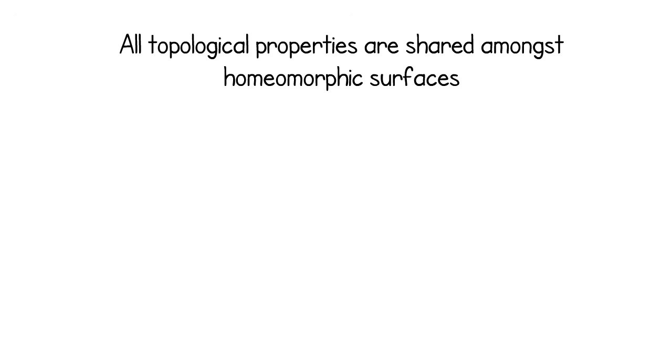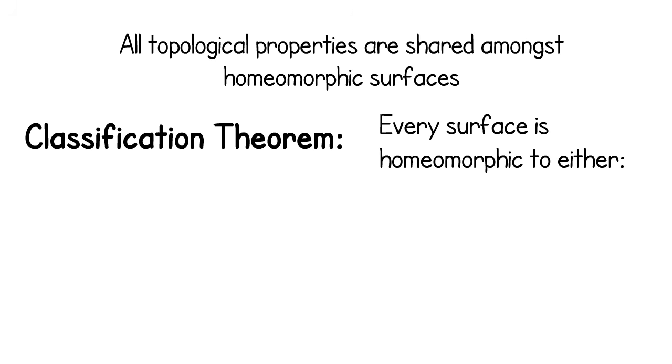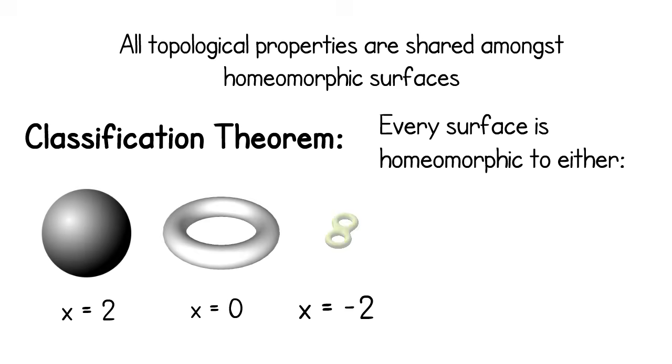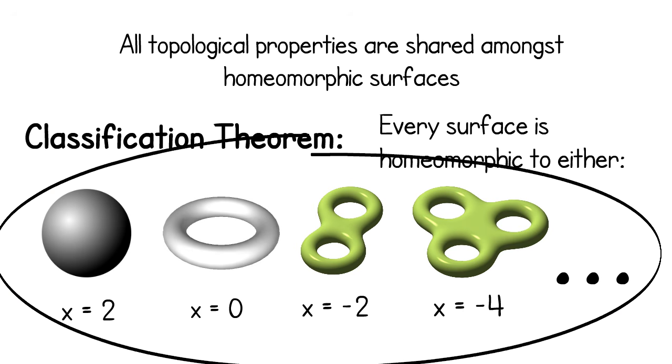Knowing that all topological properties are shared is of great use to us. The classification theorem says that every surface is homeomorphic to either a sphere, a torus, a double torus, a triple torus, and so on. That means if we are faced with a difficult surface, we can simplify our task and study the properties of a surface we're familiar with, namely these surfaces. We can then extend this knowledge to our original surface, as the two surfaces must share the same topological properties.